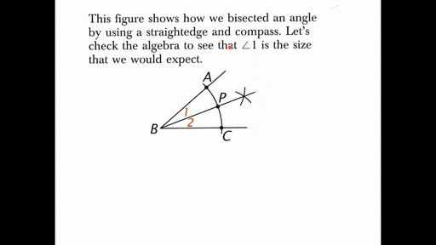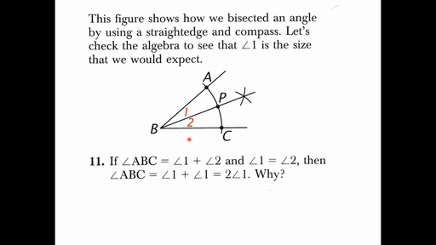Recognize this as a bisected angle. We did our arcs in there. So this figure shows how we did it with a straight edge and compass. Let's check the algebra to see that angle 1 is the size that we would expect. How large would you expect it? Well, I guess I'd expect it the same as angle 2. Or I'd expect it as half of angle ABC. Let's see where they're going.